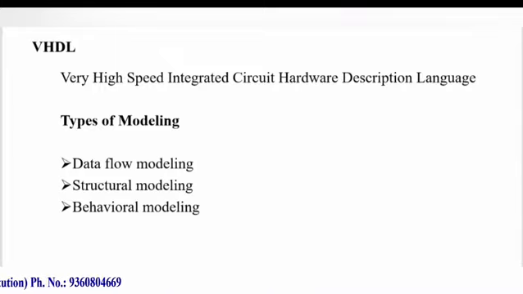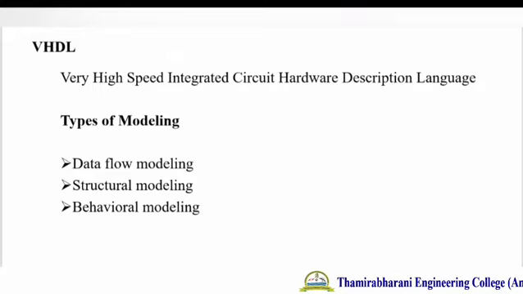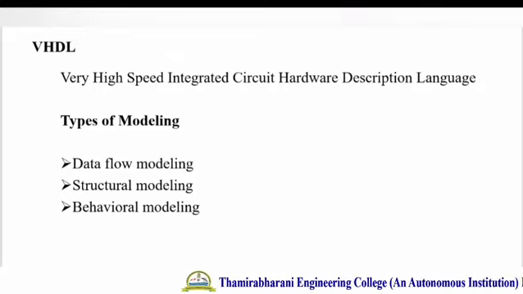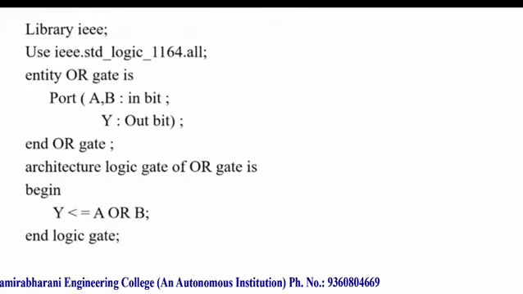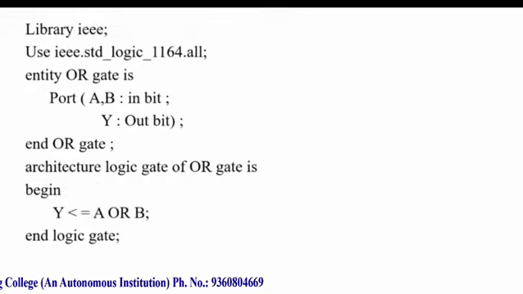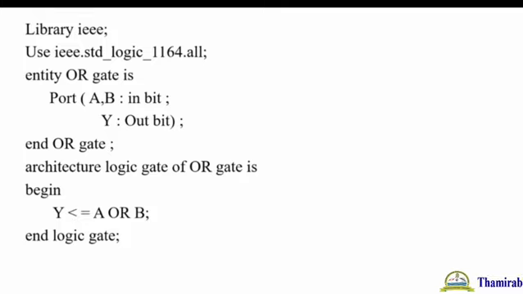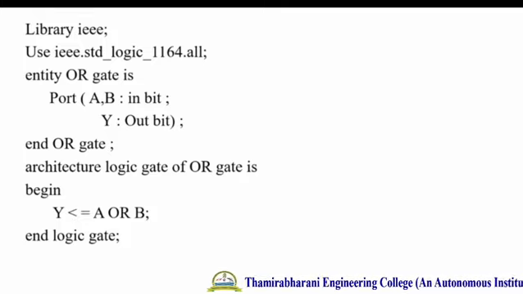So here we are going to see about VHDL code for OR gate using data flow model. For that, first of all we have to write the library part. Here the library part is nothing but library IEEE; the next line, use IEEE.std_logic_1164.all; It is the library part.